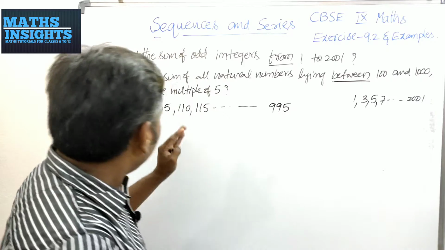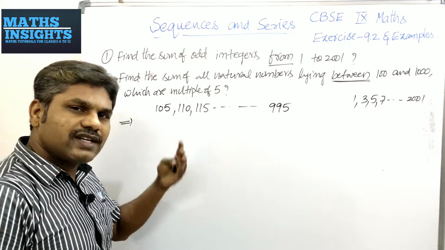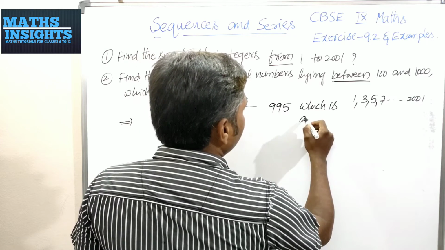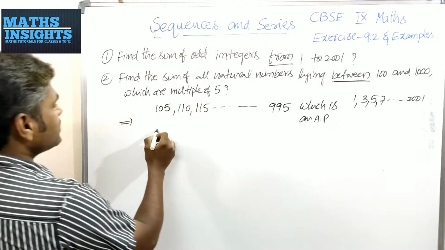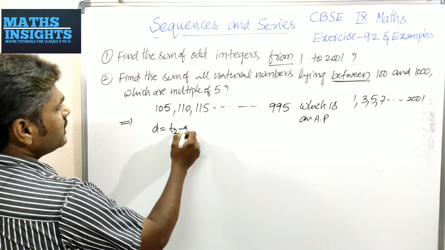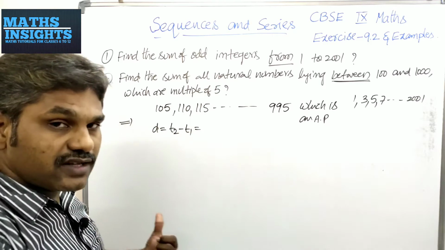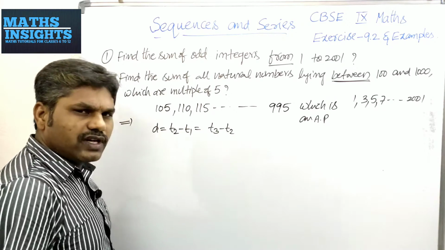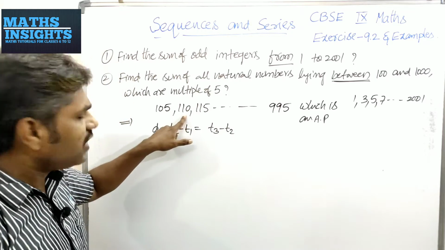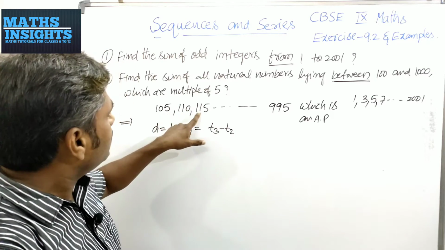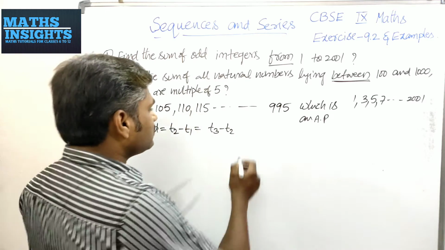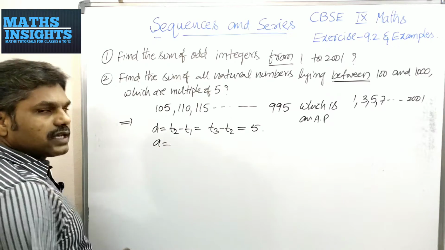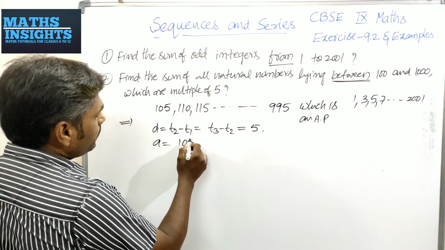Why? Because if you find the common difference, you will get the same value, which is an AP, because d is equal to T2 minus T1 and also T3 minus T2, you have to get the same value. See, 110 minus 105 is 5, 115 minus 110 is again 5. Therefore 5 is the common difference, and the first term is a equals 105.